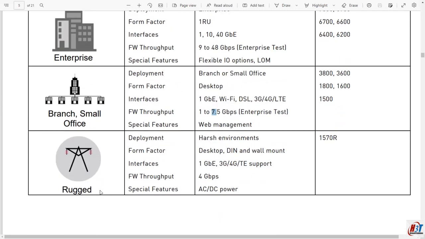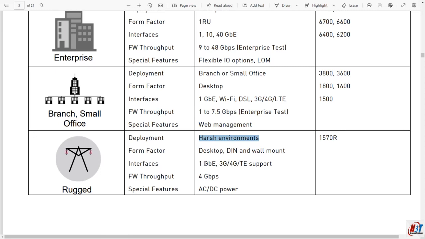The last one that I want to talk about is the rugged one, which is basically to deploy in a harsh environment, and the deployment is also called harsh environment, or you can say outdoor. So if you want to hang them over some towers or out of the building or something like that, maybe for army purposes as well. The form factor is basically a desktop, DIN and wall mount. You can mount them on the wall as well.